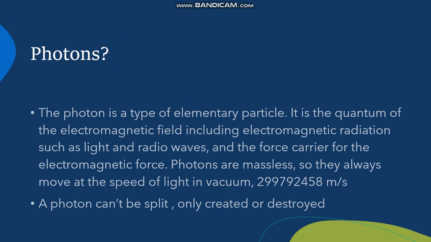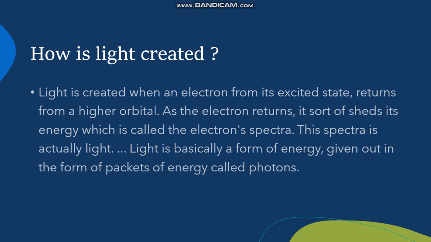What are photons? A photon is a type of elementary particle. It is the quantum of the electromagnetic field, including electromagnetic radiation such as light and radio waves, and the force carrier for the electromagnetic force. Photons are massless, so they always move at the speed of light in vacuum, 300 millimeter per second. A photon cannot be split, it can only be created or destroyed.